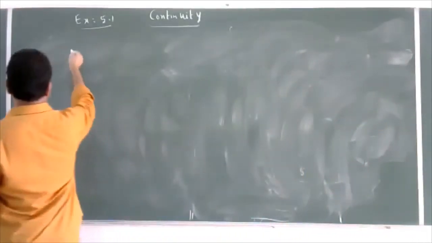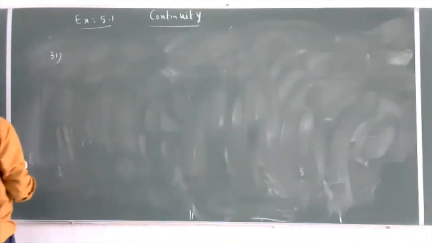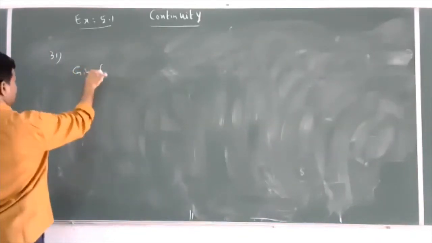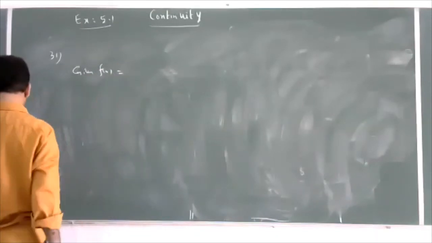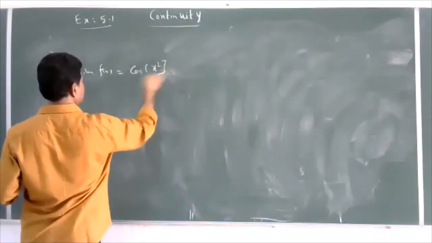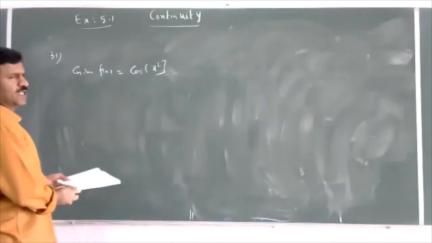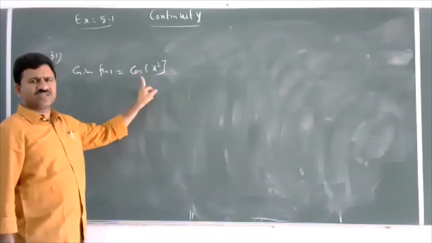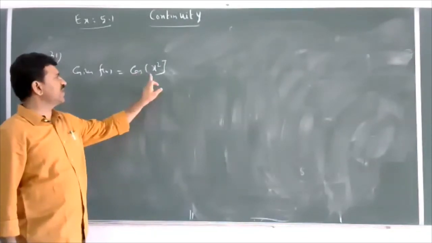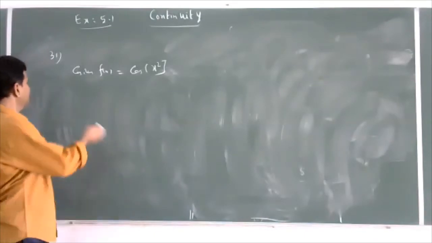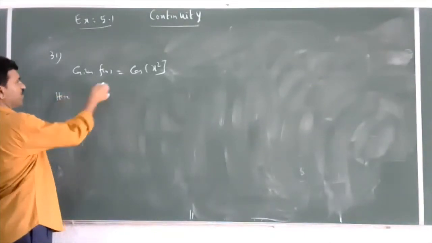31. Given f of x is equal to cos of x square. See this one. x square is continuous on R, so x square is continuous on R. Cos function is continuous on R, so cos of x square is continuous on R. Write that. Here it is a composite function.